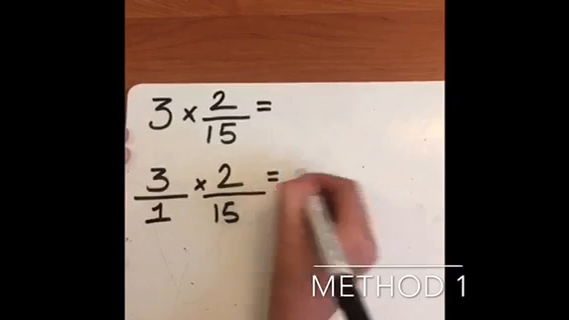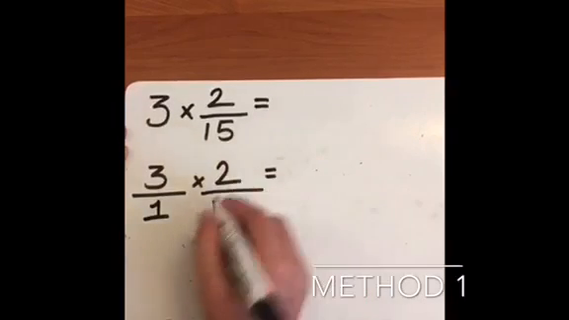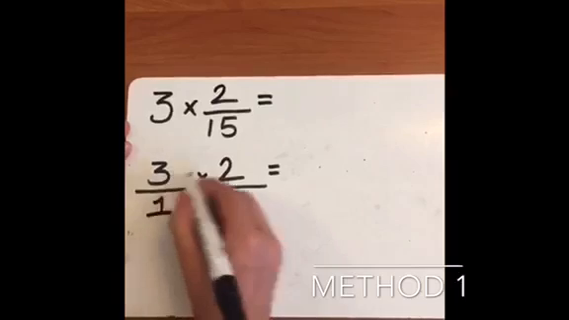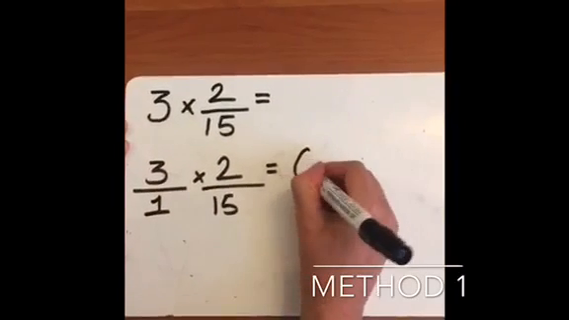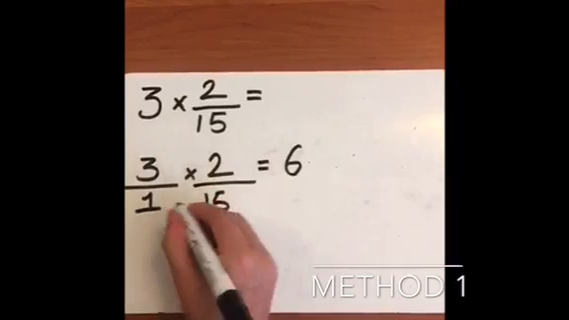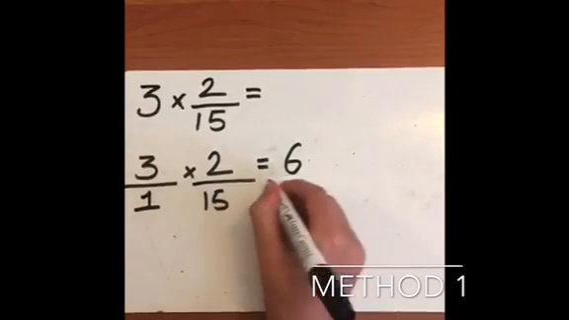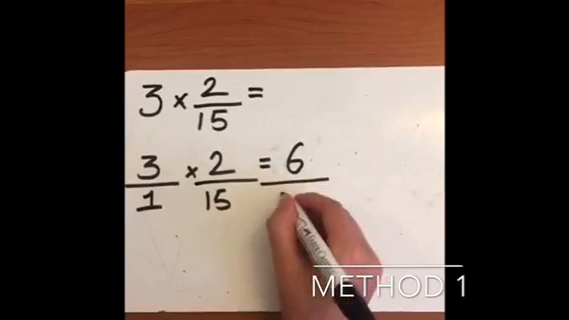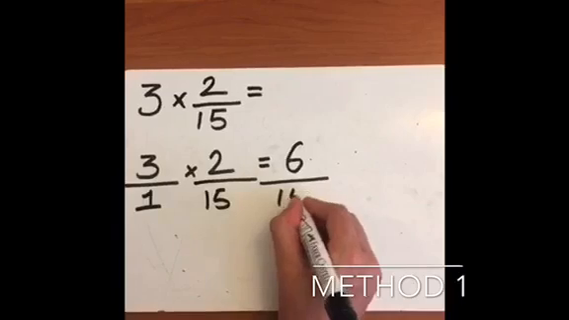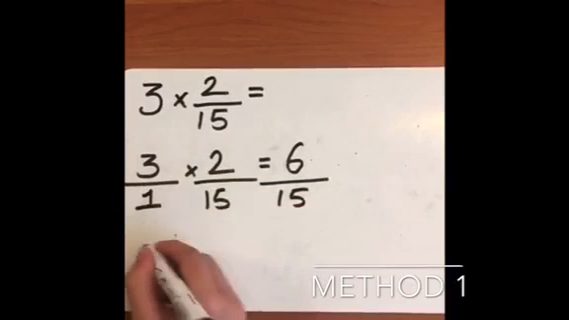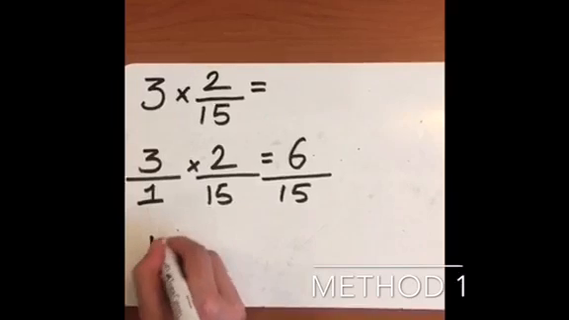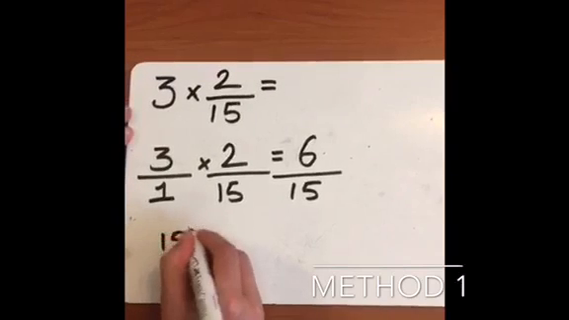So first, Miss Sheldon's going to multiply the numerators, and then she's going to multiply the denominators. So 3 times 2 equals 6, and 1 times 15 equals 15. Now, just like before, we can't stop there because 6/15 could potentially be simplified.